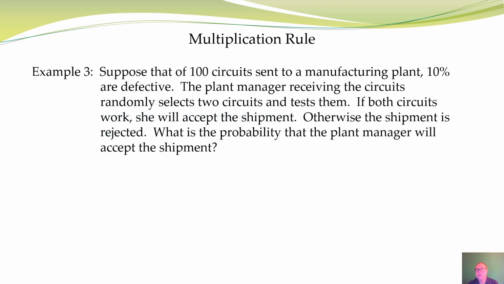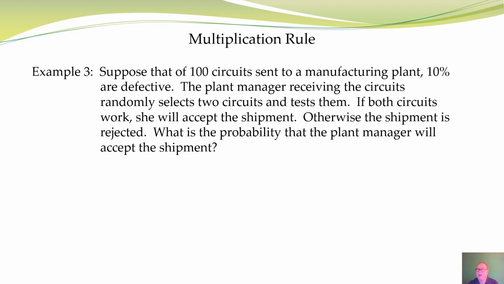Example 3. Suppose that of 100 circuits sent to a manufacturing plant, 10% are defective. The plant manager receiving the circuits randomly selects 2 circuits and tests them. If both circuits work, she will accept the shipment. Otherwise, the shipment is rejected. What is the probability the plant manager will accept the shipment?